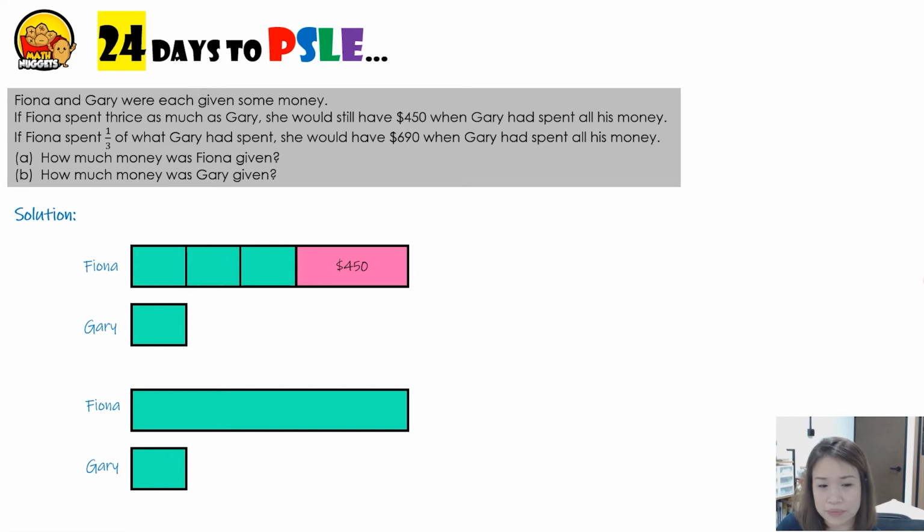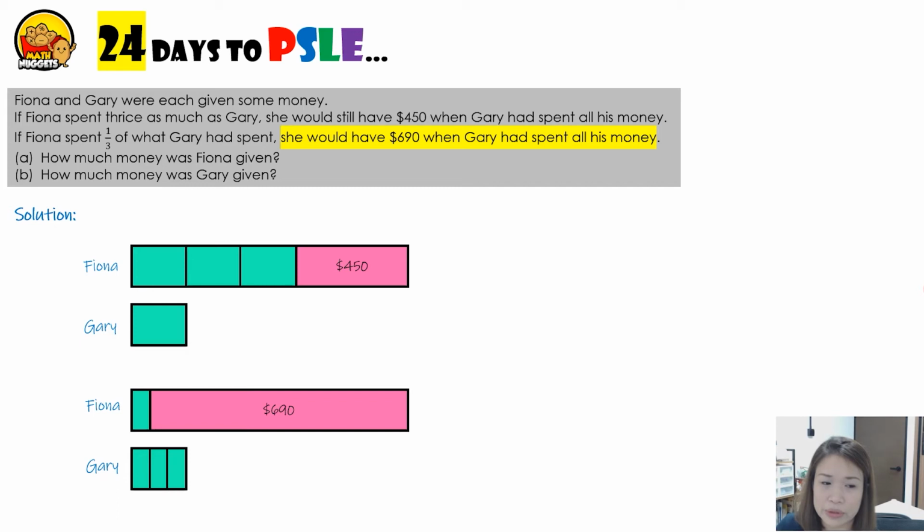So Gary is going to spend 3 units, so I'm going to cut Gary's unit into 3, and Fiona spends just 1 part. So once again, Gary, that's all he has, so he spends that 3 parts. He finished spending everything. Fiona only spent 1 part, that green part there. She would still have $690 after Gary finished spending all his money. So this part would be $690 for Fiona.